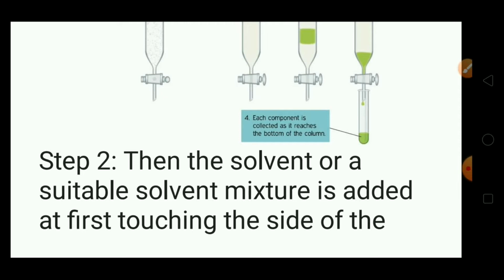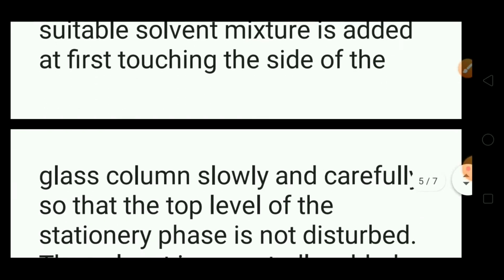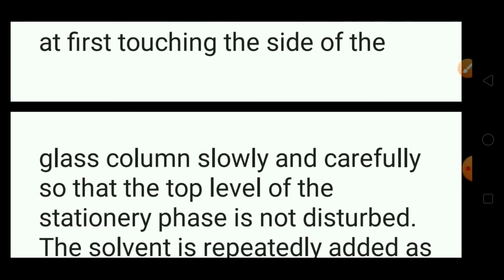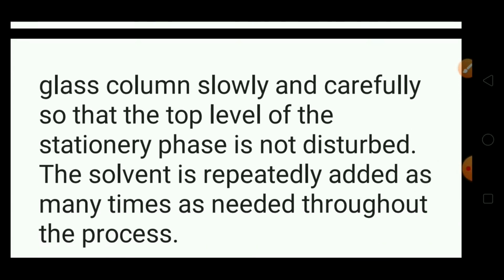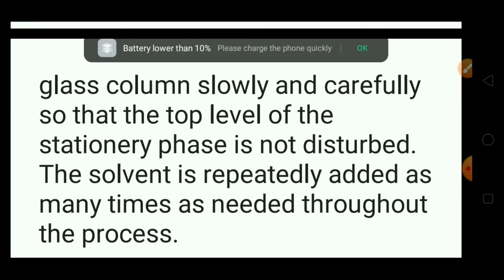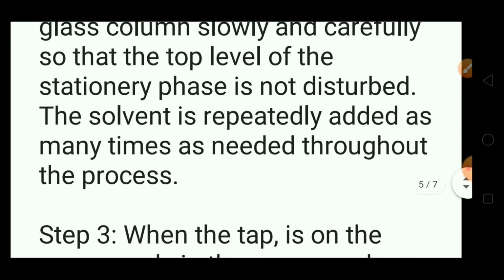Step 2. Then the solvent or a suitable solvent mixture is added at first, touching the side of the glass column slowly and carefully so that the top level of the stationary phase is not disturbed. The solvent is repeatedly added as many times as needed throughout the process.